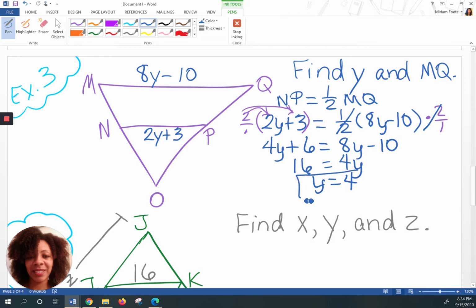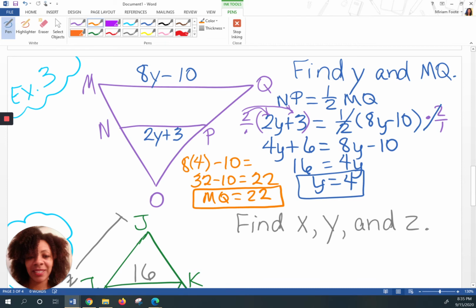I'm then asked to go and find MQ. MQ is 8y minus 10. So I would just substitute the 4 in for y. 8 times 4 minus 10 equals, well, 8 times 4 is 32, and 32 minus 10 is 22. So MQ is equal to 22.